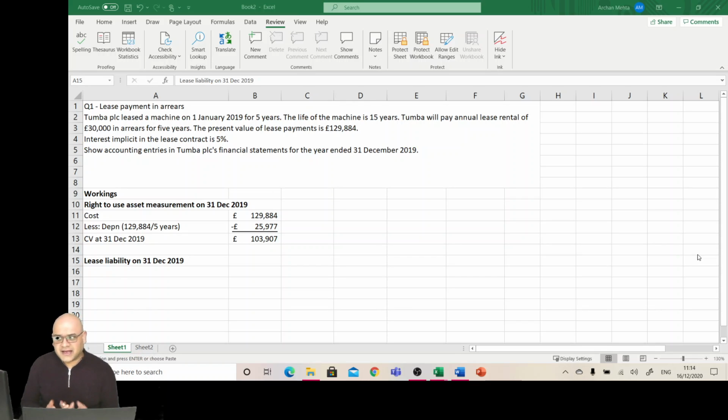What do I mean by that? The simplest way to measure the lease liability is to lay it out in a nice table like this.